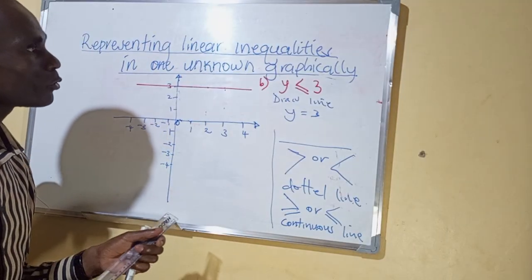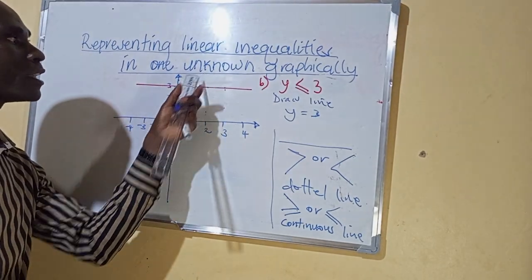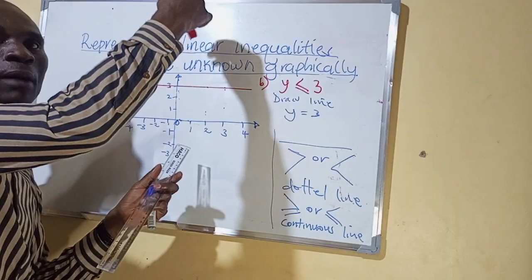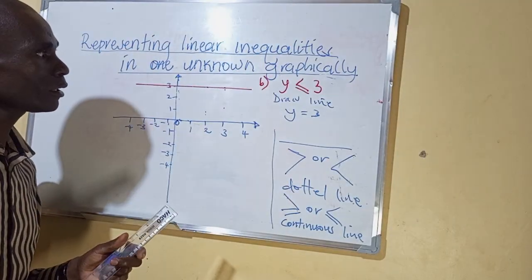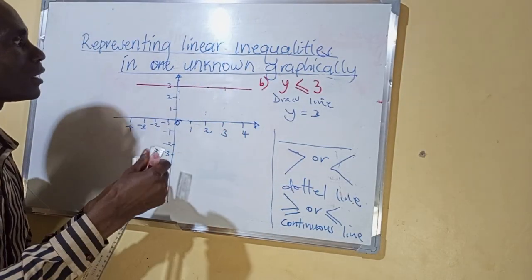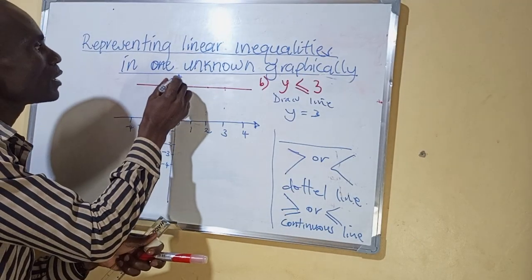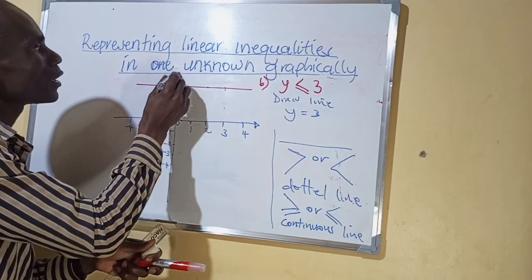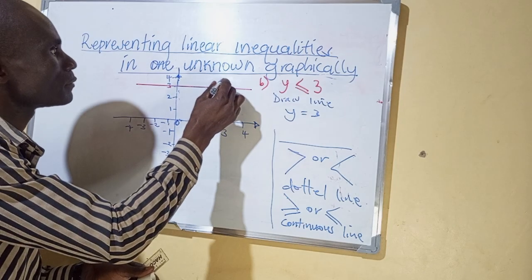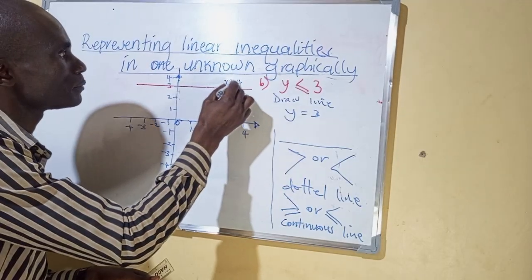And I said earlier, for you to know where to shade, just pick any point. Now that the line is parallel to the x-axis, pick any point above or below it. Believe you are following. So pick any. Let's say maybe here we have 4. So let's pick just any point. Let's say we pick a point here. This one is 3, 4.